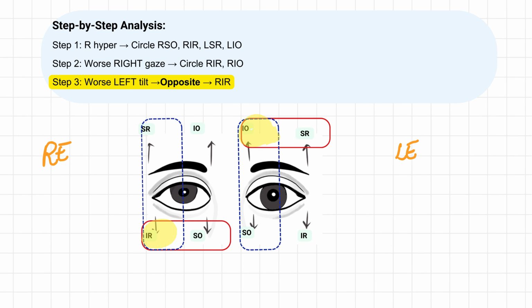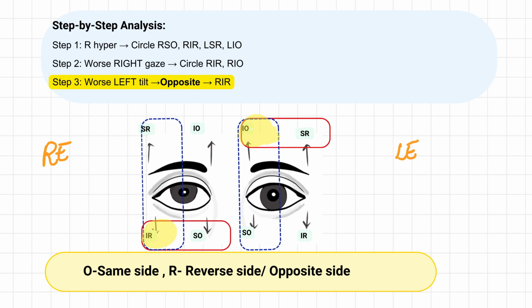Step number 3. The hypertropia becomes worse on the left head tilt. Now think, is this the same side as hypertropia or the opposite side? It's the opposite side.